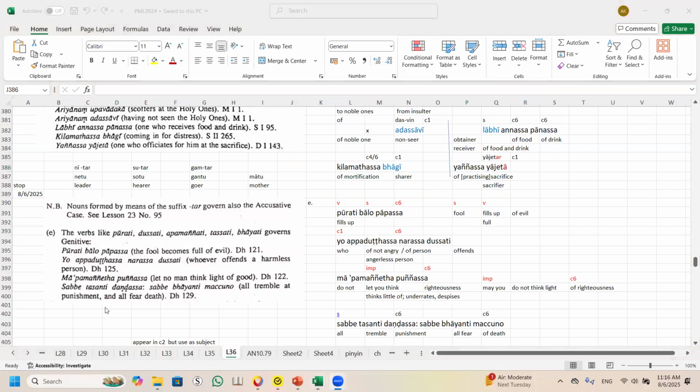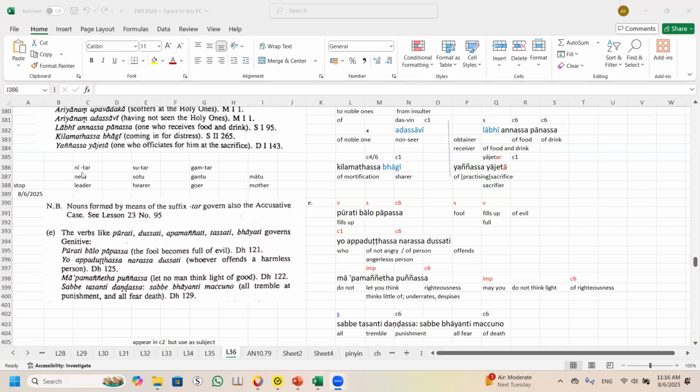Okay, this is where we stopped yesterday. On this one, you see here, this is the note. It says a noun form by means of a suffix -tar, which also governs the accusative. So he asks you to refer back to lesson 23, number 25. Anyway, suffix -tar is this one.